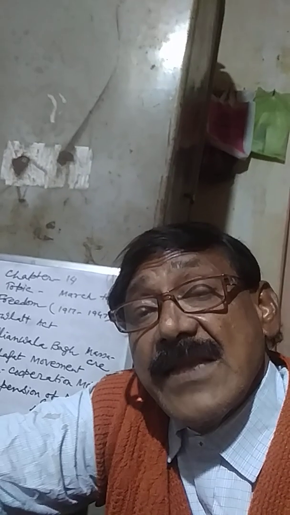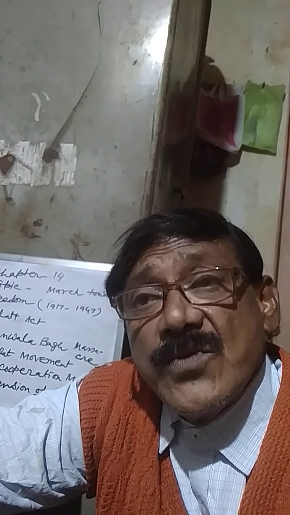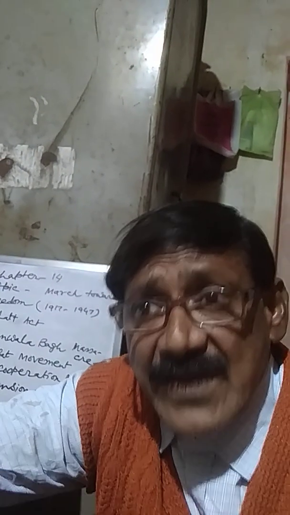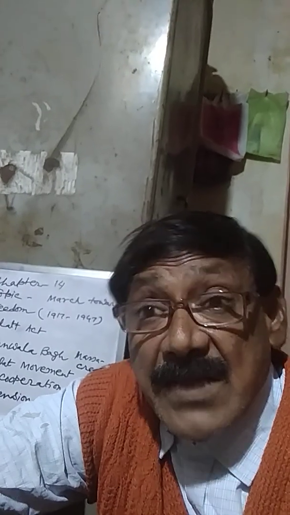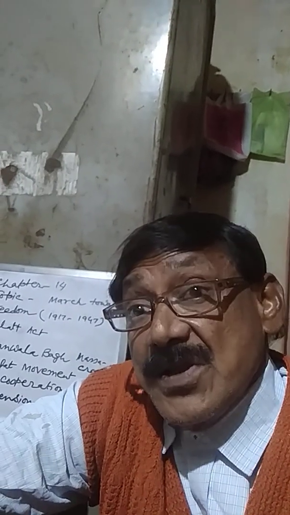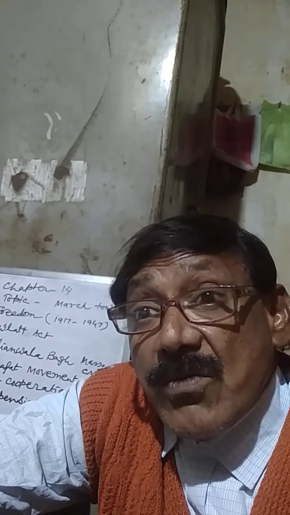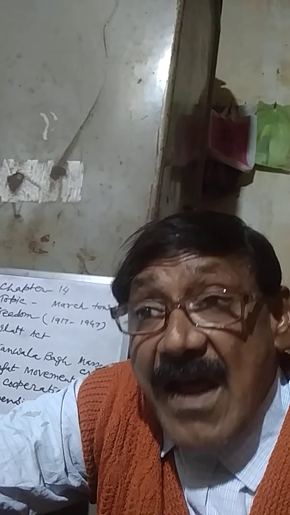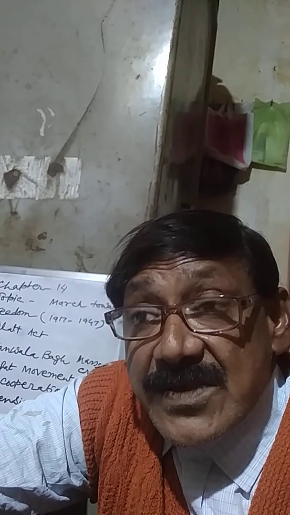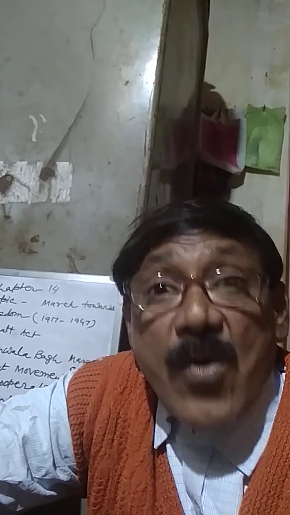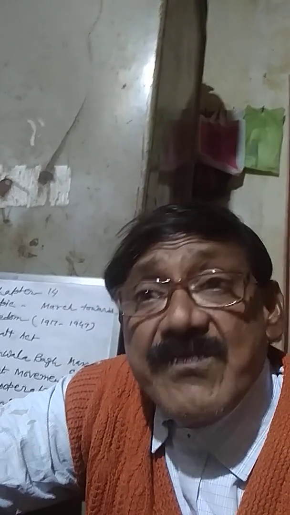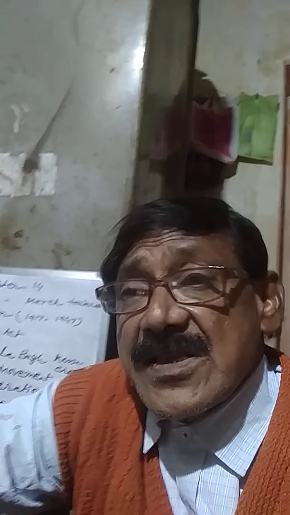Who were they? They were Dr. Satyapal and Dr. Saifuddin Kitchlew. They were famous and popular Congress leaders of Punjab, but they were arrested by the British. And how? They were arrested under the terms of the Rowlatt Act, without showing a warrant order. The British imprisoned the two Congress leaders of Punjab.